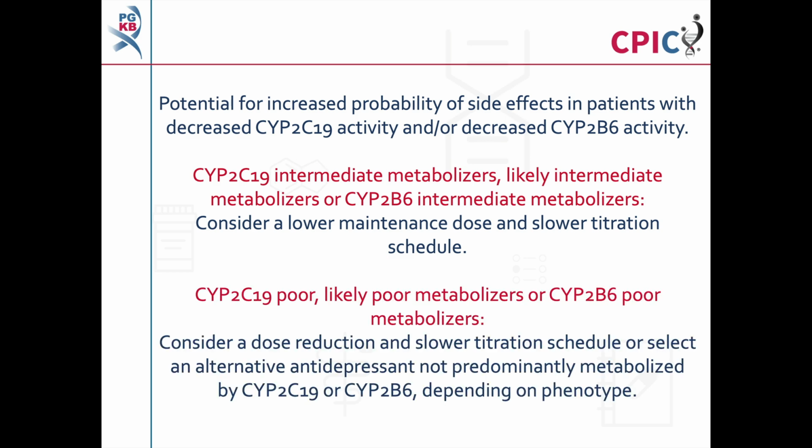A dose reduction and slower titration schedule should also be considered for patients who are CYP2C19 poor or likely poor metabolizers, or patients who are CYP2B6 poor metabolizers. Alternatively, an antidepressant which is not predominantly metabolized by CYP2C19 or CYP2B6 can be selected. The guideline also gives recommendations for patients where both the CYP2C19 and CYP2B6 phenotypes are known.